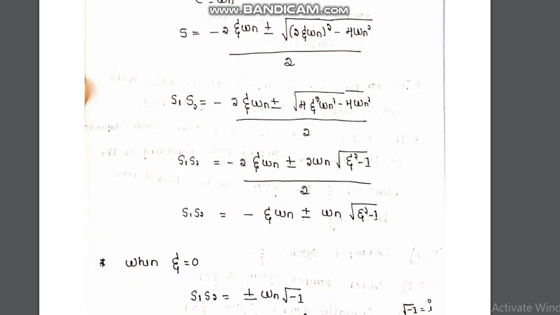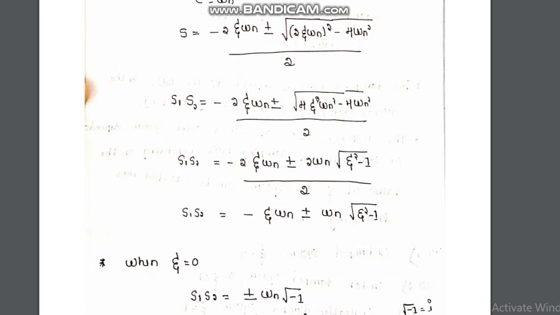Now, in this equation, 2 is common in the numerator: minus 2 zeta omega n plus or minus 2 omega n square root of zeta square minus 1. So I can take 2 outside, and the denominator also has 2, so I can cancel 2. Then finally you will get s1 comma s2 is equal to minus zeta omega n plus or minus omega n square root of zeta square minus 1.